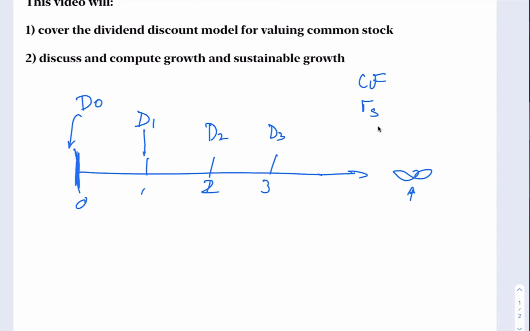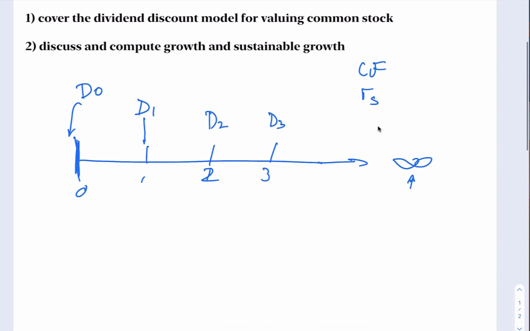And the way to calculate these Ds is to assume a constant growth rate into the future. Assuming a constant growth rate makes the model much easier to work with. A little later on, we'll look at varying the growth rate of dividends. So we assume a constant growth rate, and here's how it works.